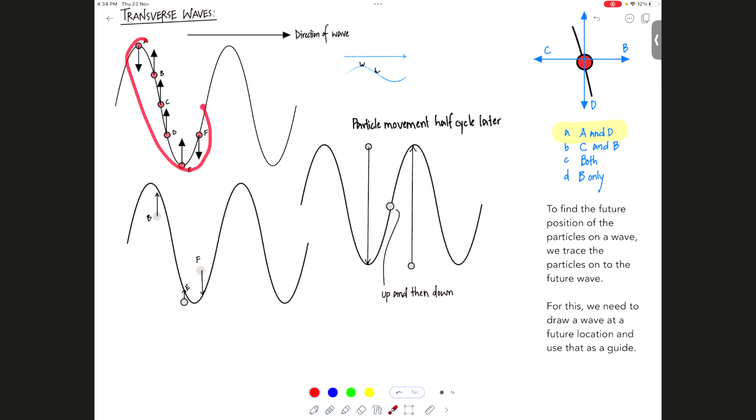Yeah, how do we work these out? We know the gray wave here is the original wave, and this black wave here is the new position. So for the particles on the gray wave to be on the black wave, which way do they need to move? Up, right? And this one here has to move down. So that's how we trace their future location.